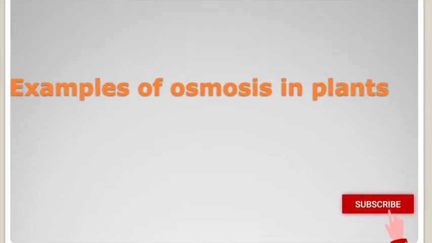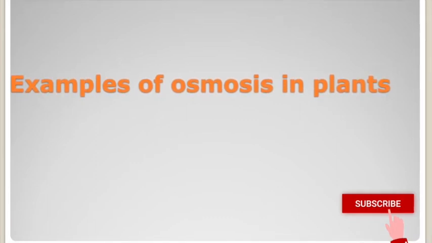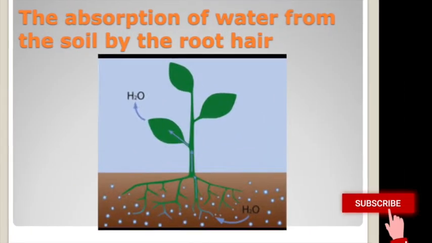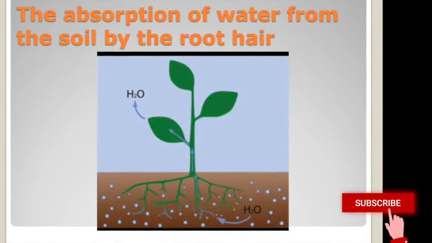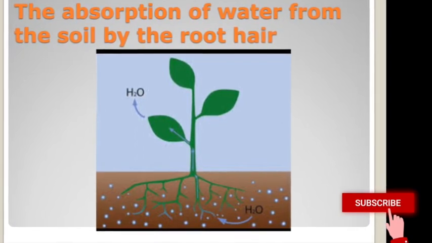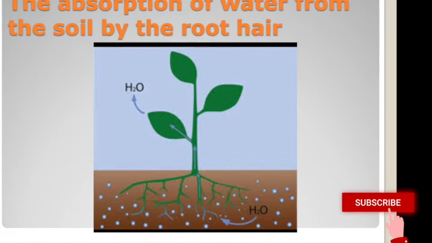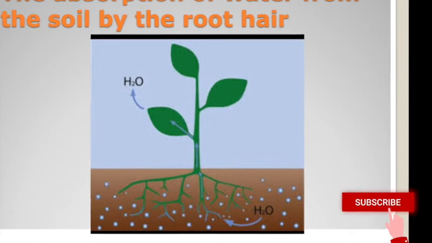So we want to look at examples of osmosis in plants. We need to know that this process, osmosis, takes place in living organisms, in plants and in animals. Let's look at the first example of osmosis in plants: the absorption of water from the soil by the root hairs. When you look at the diagram, you see spots of water there, and it is going towards the direction of the root.